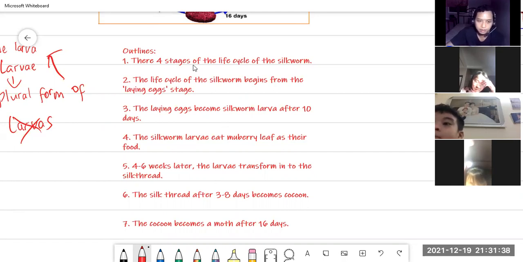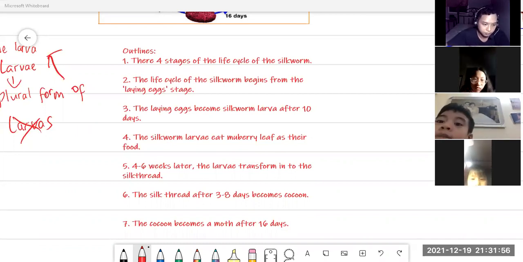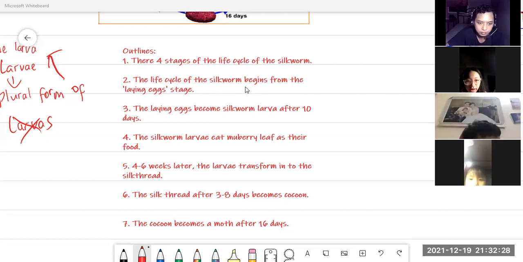There are 4 stages in the life cycle of the silkworm. Next, how can you read? The life cycle of silkworm begins from the laying egg stage. Number 2: the life cycle of silkworm begins from the laying egg stage.